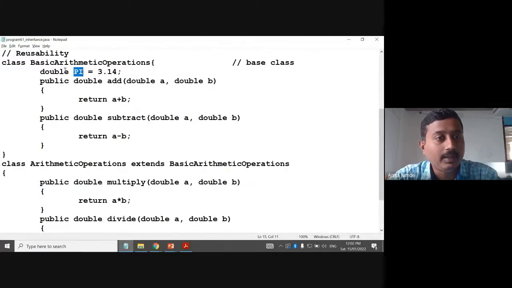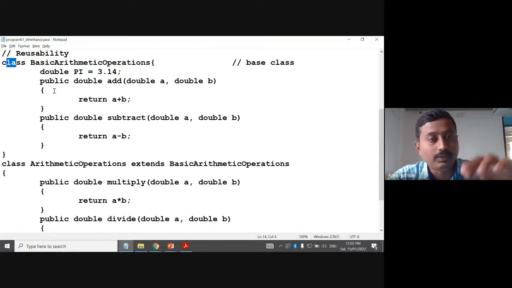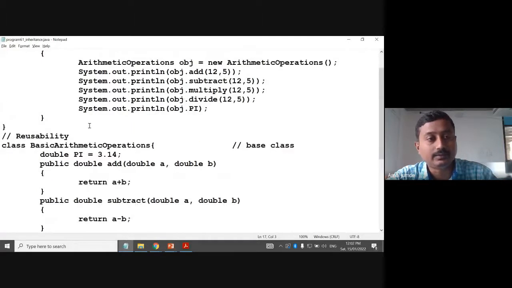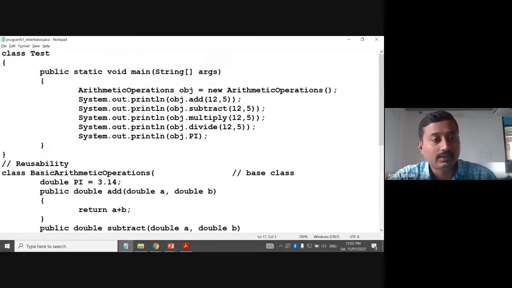देखिए यहाँ पे pi basic arithmetic operation में define किया है, but through inheritance it will come here also. Okay, remember in class we have two components, right? The data members and member methods, right? So both the things we can inherit through inheritance, right? Okay, take a screenshot of this example.